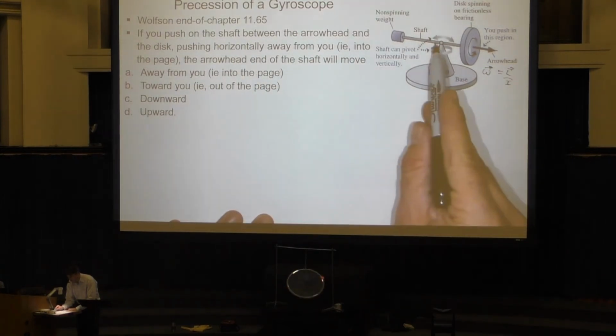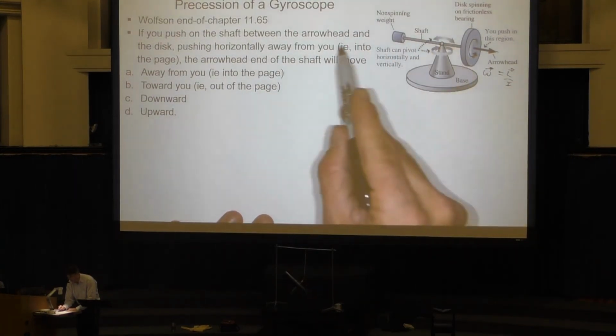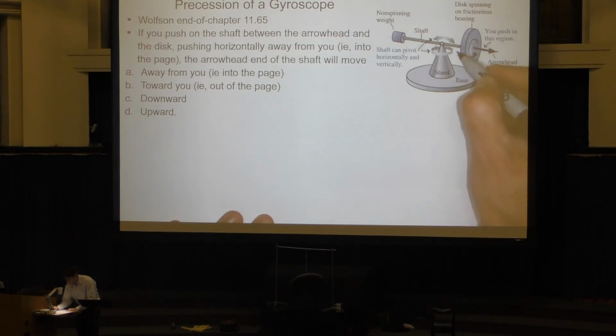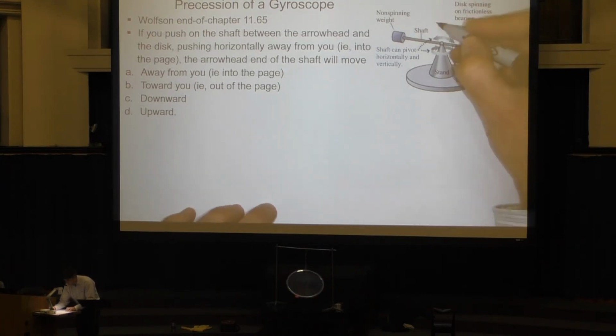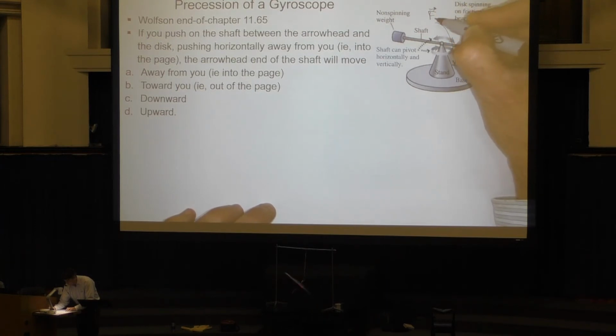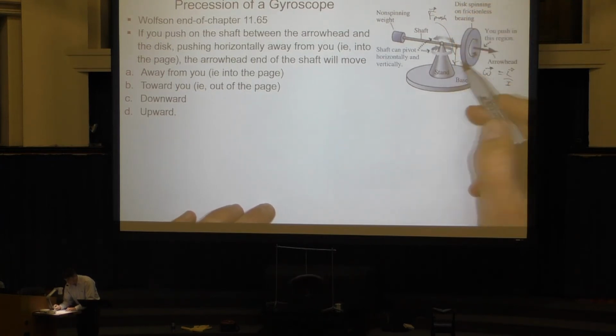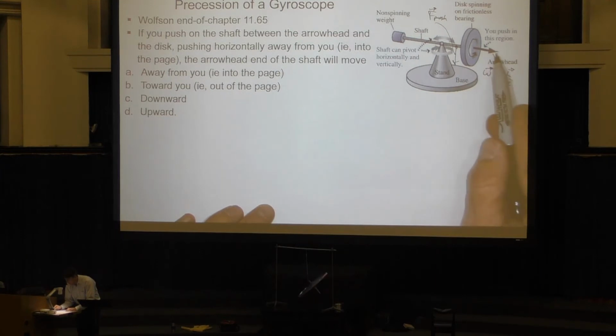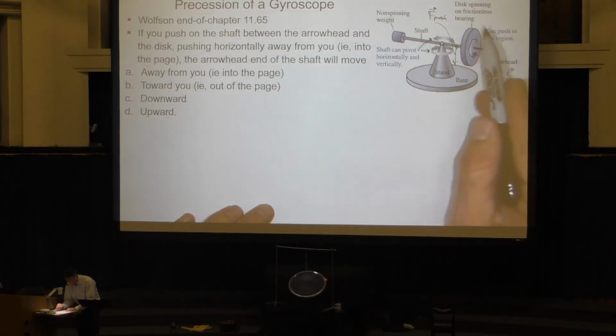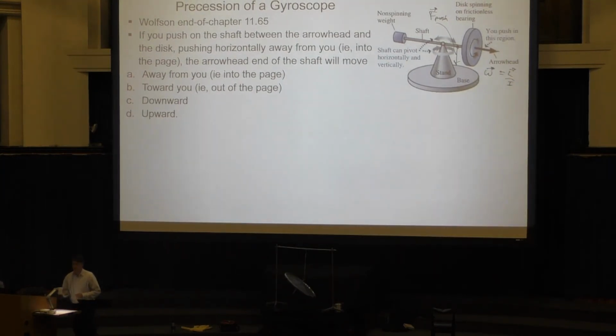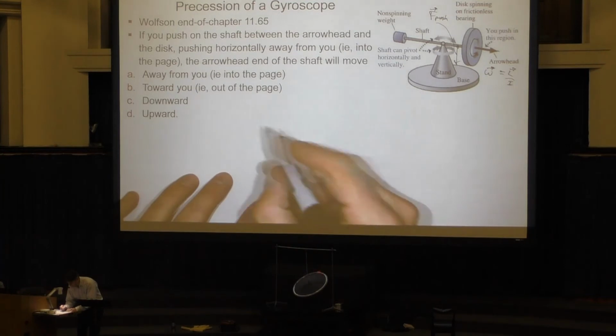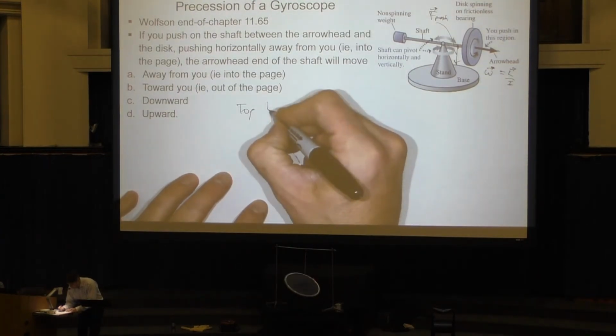If you push on this shaft between the arrowhead and the disc, so you put a force down like this, which we can call F push or something, then this arrowhead will move either away from you, towards you, downward, upward. Okay, so it's a bit hard to visualize. So what I'm going to do is redraw the whole thing from a top view. So let's do top view.